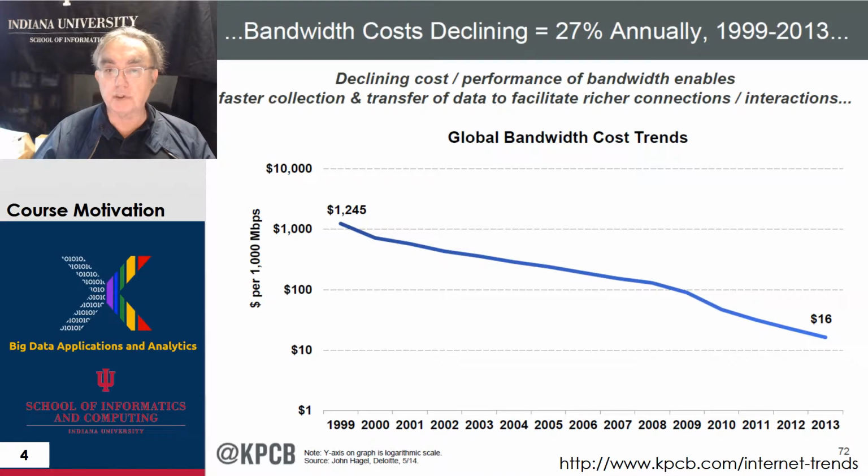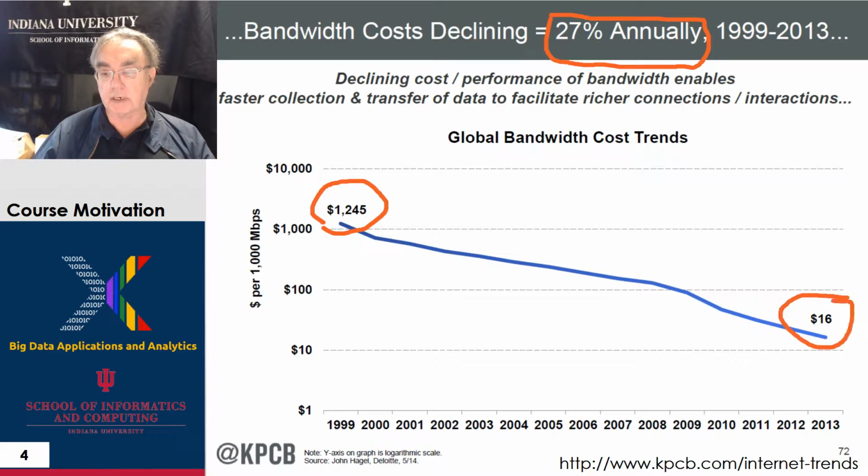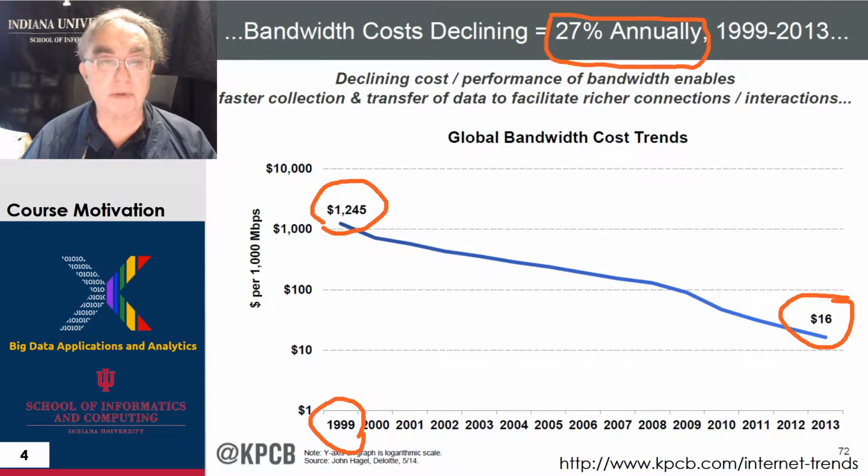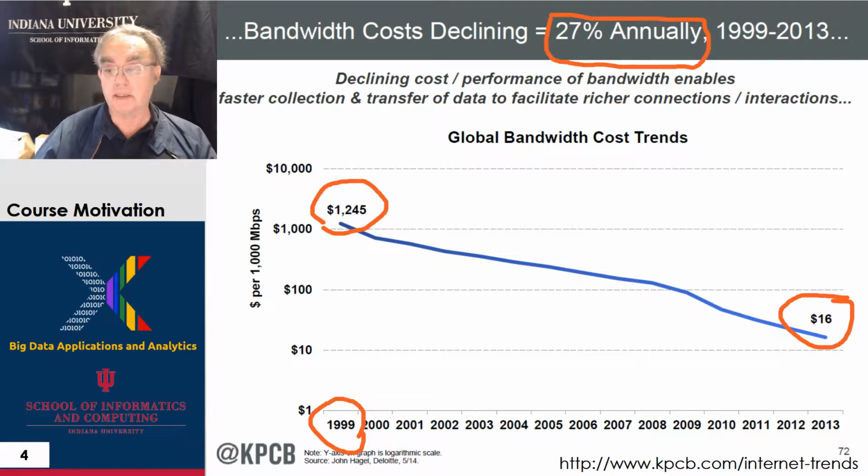And now we come to bandwidth. This is only decreasing 27% every year, the cost of bandwidth. This actually looks like a bigger effect because this difference here is less than a factor of 100. However, the time period is different. The previous time periods went from early 1990s up to 2012. But the best number to use is the 27% versus the 38% for storage.